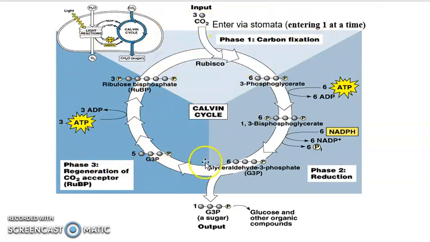If you look at this diagram, you must remember that the Calvin cycle involves carbon dioxide, because the source of carbon comes from carbon dioxide. There are 3 carbon dioxide molecules here which enter the cycle one by one. Phase 1 is called carbon fixation, phase 2 is reduction, and the last stage is regeneration of the carbon dioxide acceptor. The carbon dioxide acceptor in this case is ribulose bisphosphate or RuBP. We will go through them one by one.